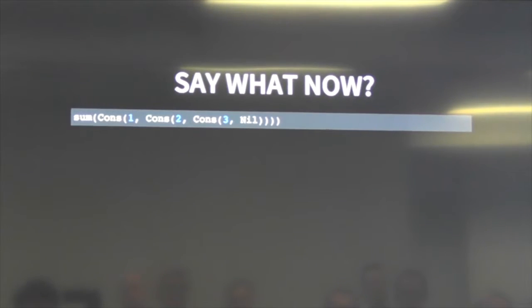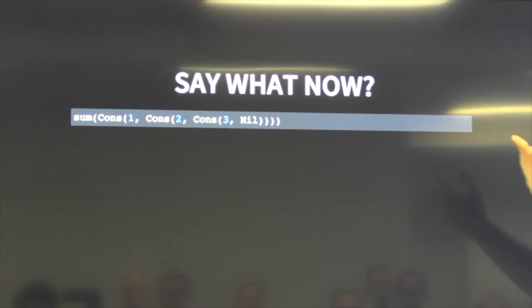So just in case people haven't done much with this before, we'll just work through what that's actually doing with the individual constructors. So we've got a list of 1, 2, 3. I've broken it out into the explicit constructors just to make it easy to follow. So we've got a cons of 1, which got a cons of 2, cons of 3, and nil finally for the rest of the list.